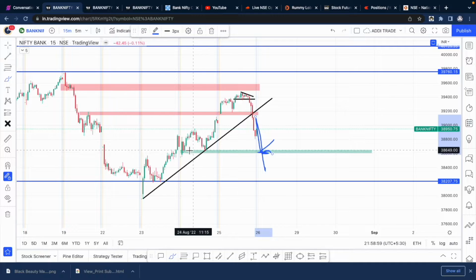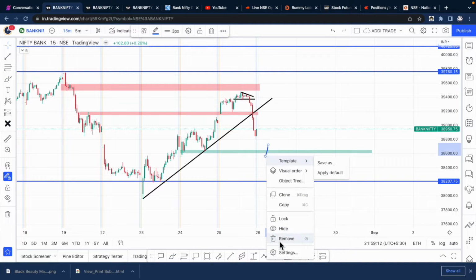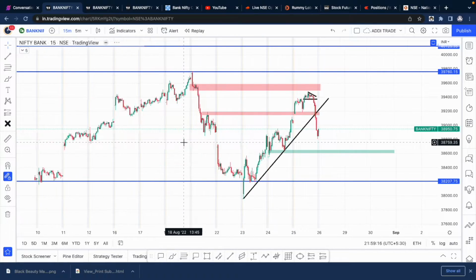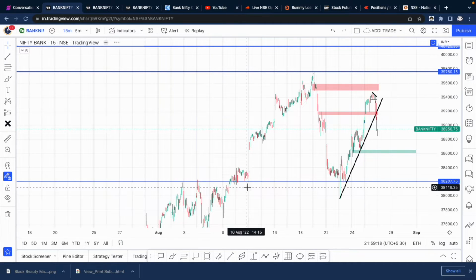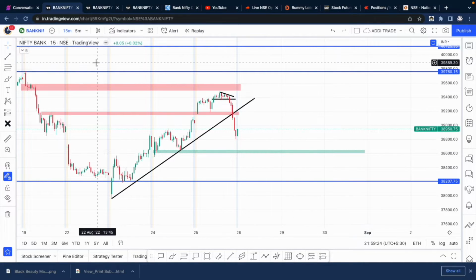Because previously also it has acted as a good support, that is 36,630. If this level breaks, this green zone that I've drawn, then probably the next support is 38,200, and this is a very strong support, because this is where the market bounced last time, and previously also we have taken support and resistance. So if we fall, we might come until here, 38,200.